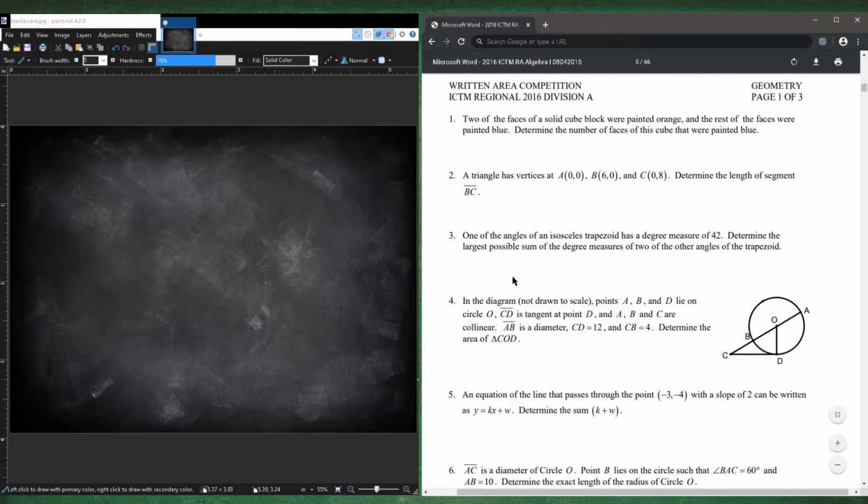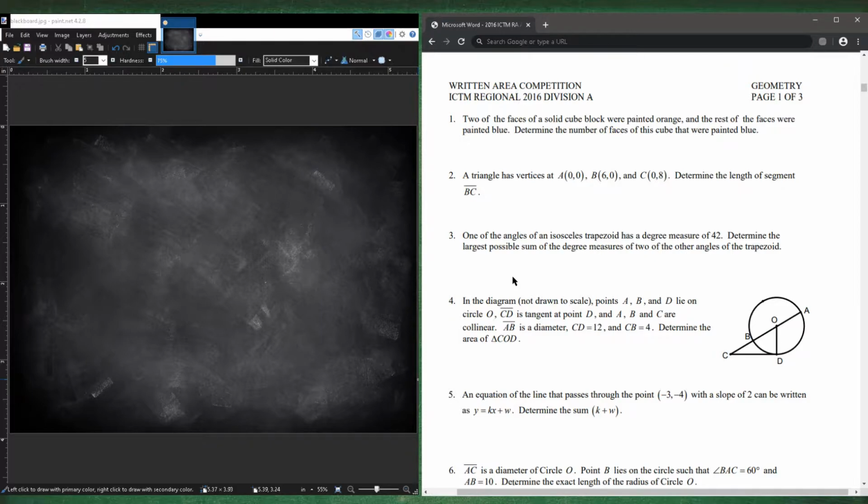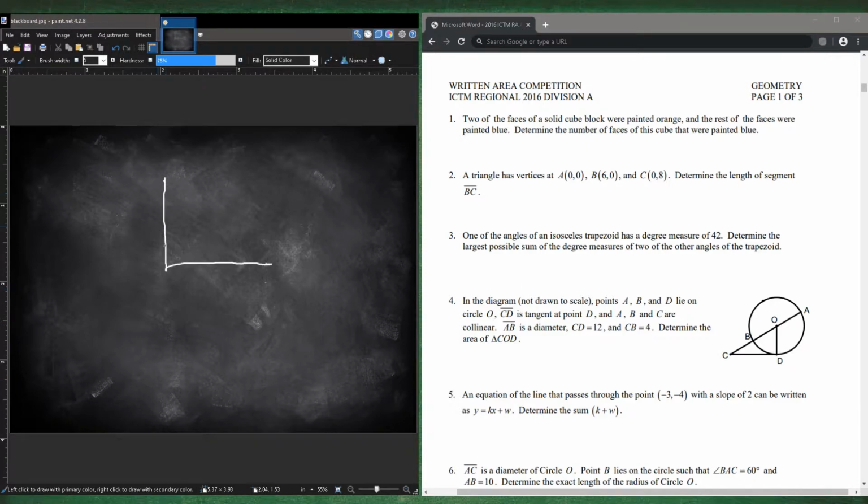Number two, a triangle with vertices A, which is 0, 0, B, which is 6, 0, and C, which is 0, 8. Determine the length of BC. Okay, so when they give us questions like these, I usually like to draw a coordinate plane if they're giving coordinates. So that's 0, 0, that's A. 6, 0 is B. You just draw a general picture. And C, which is 0, 8. Okay, so they want the length of BC. So they want this length.